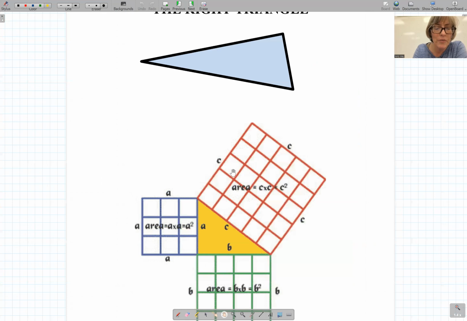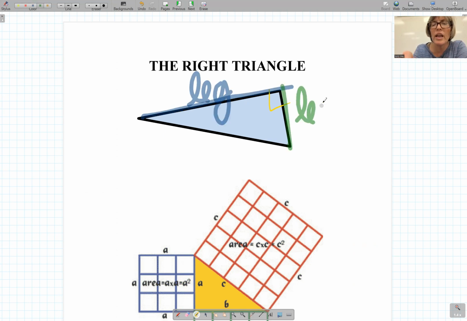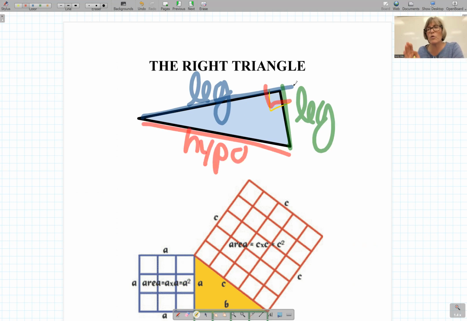Last class, you learned this in a right triangle, that you have a right angle there, and connected to the right angle is a leg. Connected to the other right angle is another leg. And then the hypotenuse is across, or the right angle points to the hypo.